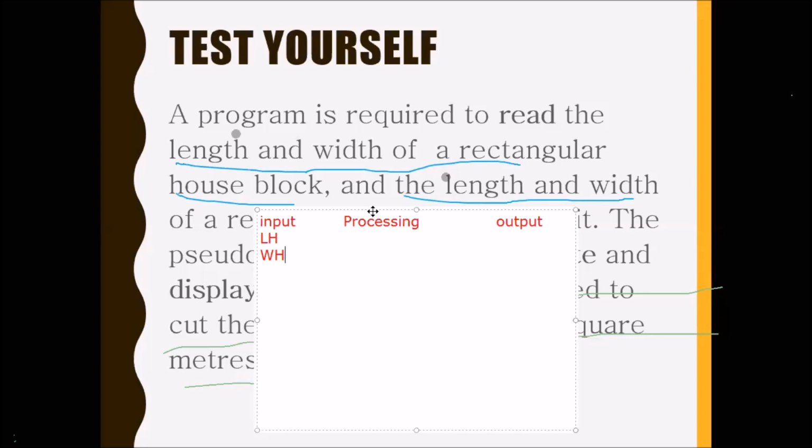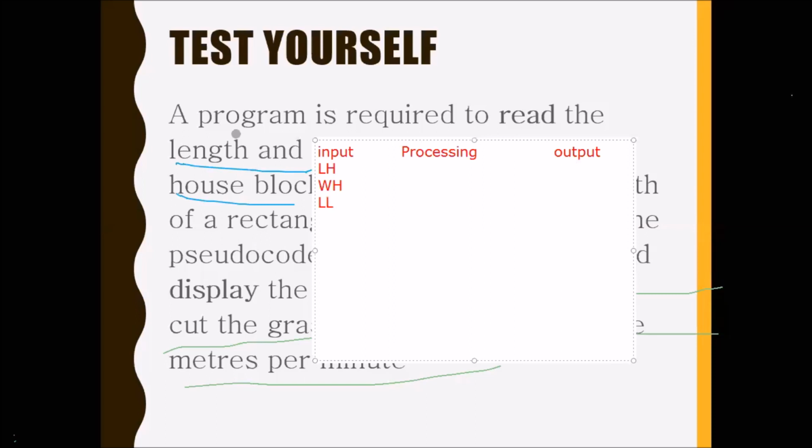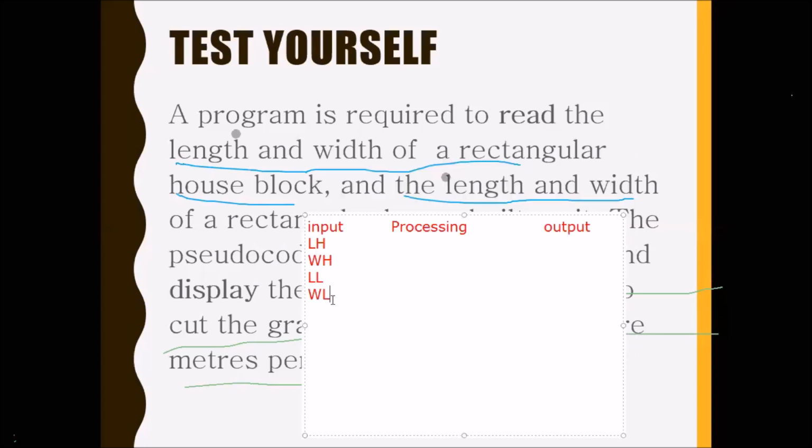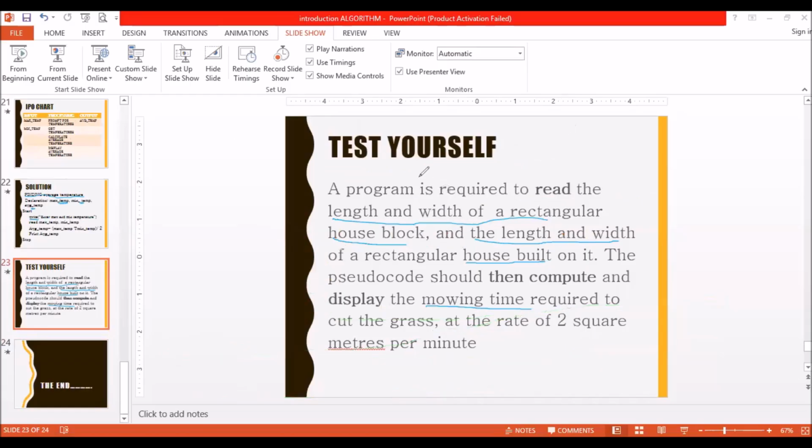All right. So I'm going to put LL, that's for the land, and WL. So this will be for the house, and this will be for the land itself. What it is asking you for is the length and width of the land, and then you're going to take the length and width of the house. All right, so Shakil, this is length of house, width of house, length of the land, width of the land. That's what we have there. All right, ready.